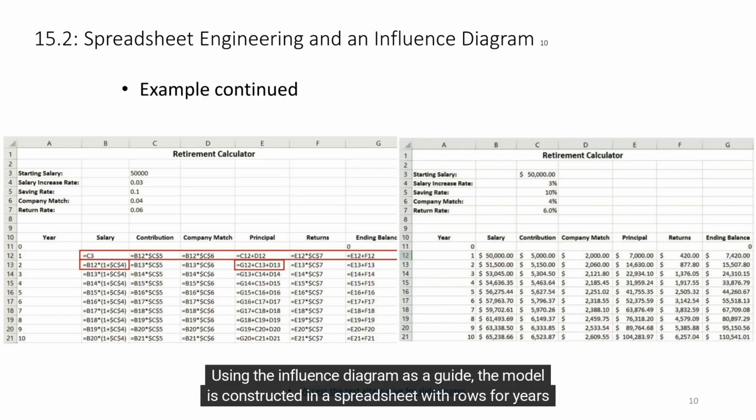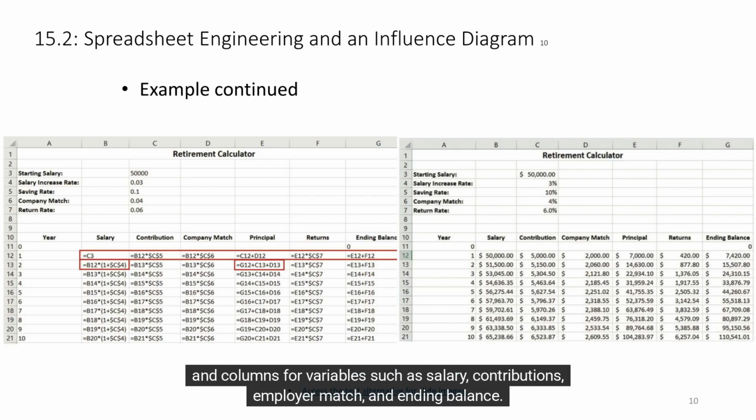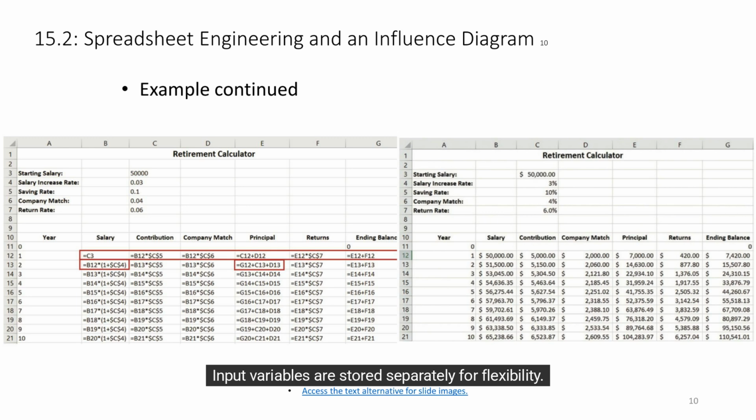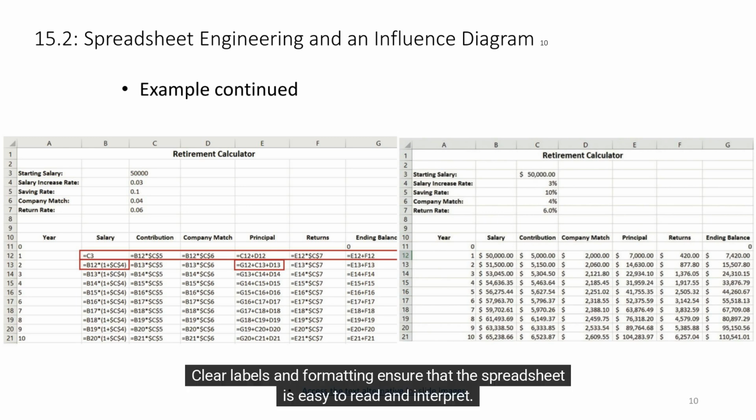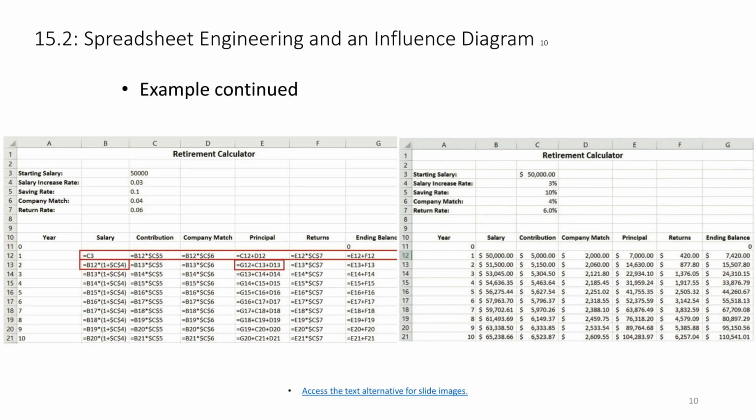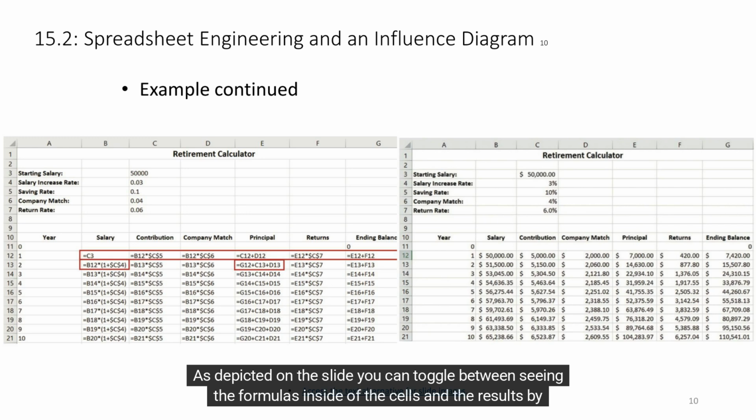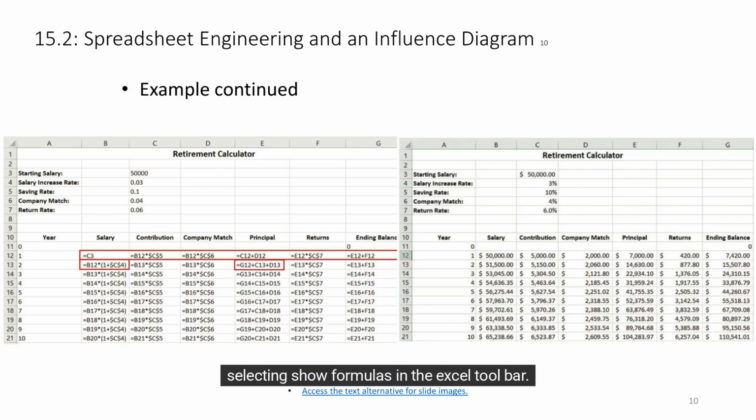Using the influence diagram as a guide, the model is constructed in a spreadsheet with rows for years and columns for variables such as salary, contributions, employer match, and ending balance. Input variables are stored separately for flexibility. Clear labels and formatting ensure that the spreadsheet is easy to read and interpret. This organization allows for scenario analysis by adjusting input variables. As depicted on the slide, you can toggle between seeing the formulas inside of the cells and the results by selecting Show Formulas in the Excel toolbar.